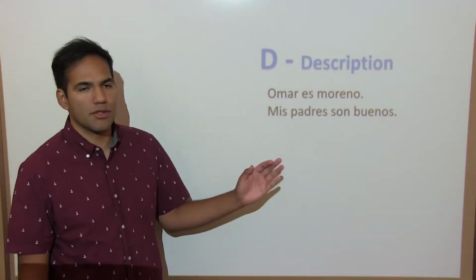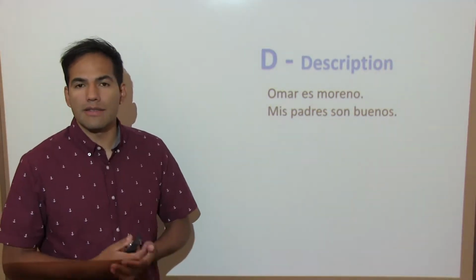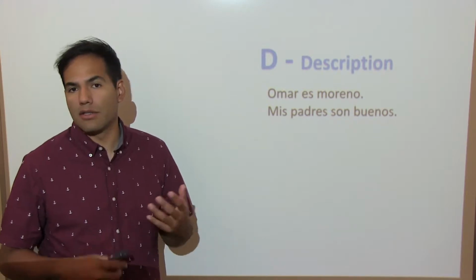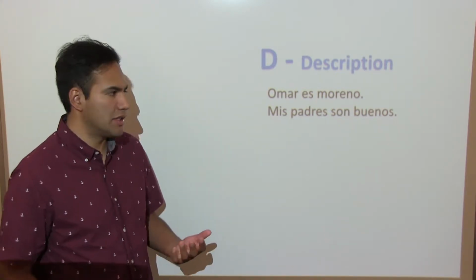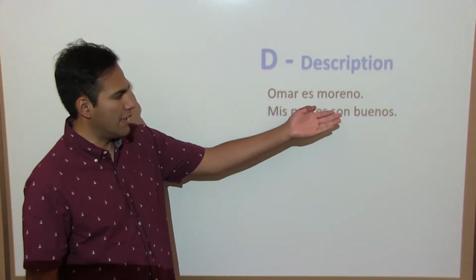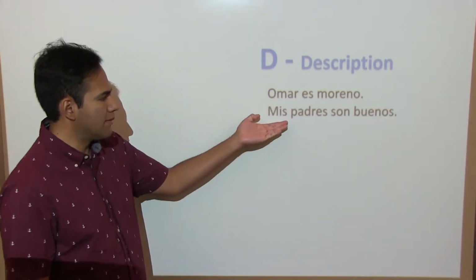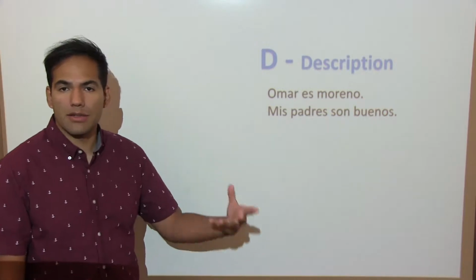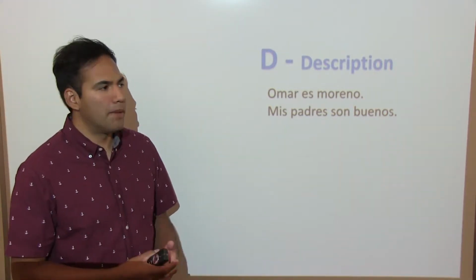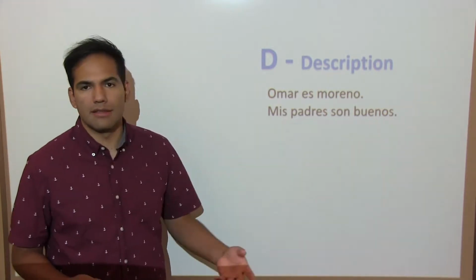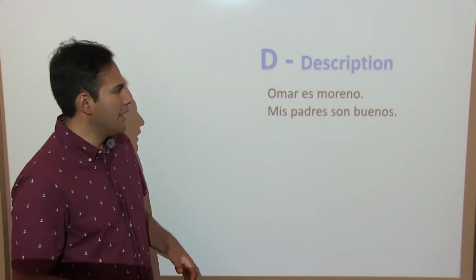So D stands for description, and we're going to use the verb ser whenever talking about or describing a person or a thing or a situation. As you can see, Omar es moreno, and mis padres son buenos. Here we're describing the qualities, the physical appearance of someone, but we're also describing their character as well.